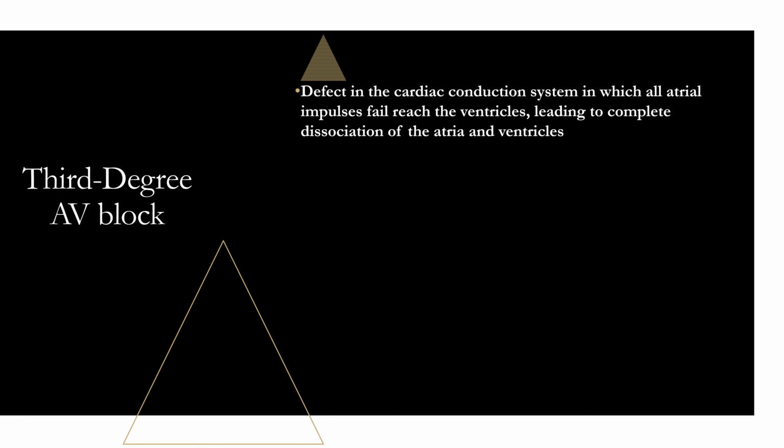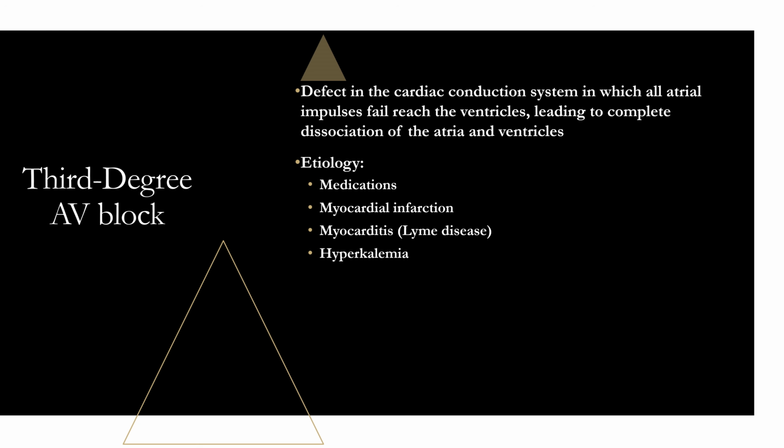No atrial impulses are reaching the ventricles, which is why this is sometimes known as a complete heart block, because nothing's getting through anymore. As far as your etiologies, nothing really new here. The main ones are going to be the same as the other AV blocks we already went over. Your AV nodal blocking meds, myocardial infarction, myocarditis from Lyme disease, hyperkalemia. This list, of course, doesn't include every etiology, but these are the main ones to focus on.